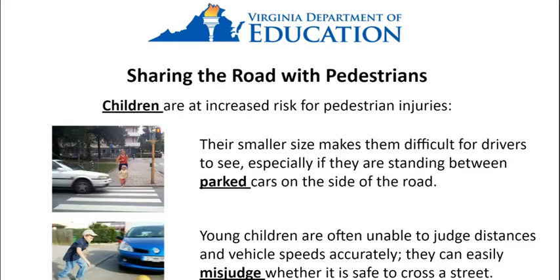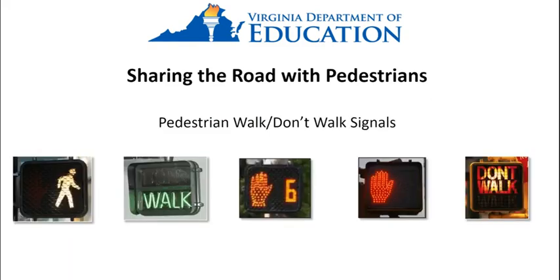Children are at increased risk for pedestrian injuries. The smaller the size of the person, the harder it is to see them, especially if they are standing in between parked cars on the side of the road. Young children could chase a ball out into the middle of the street. They're unpredictable, and young children often misjudge whether or not it is safe to cross a street.